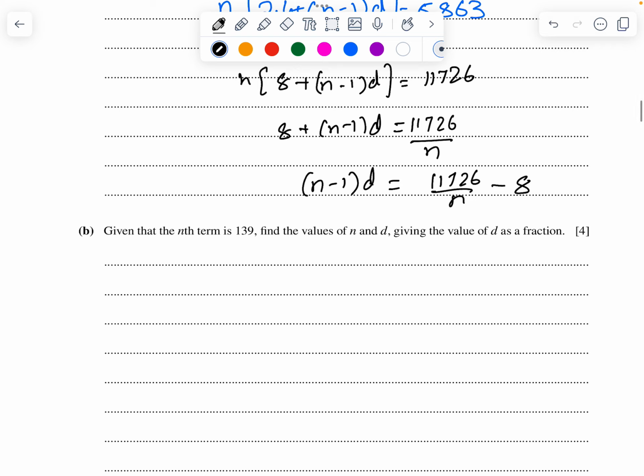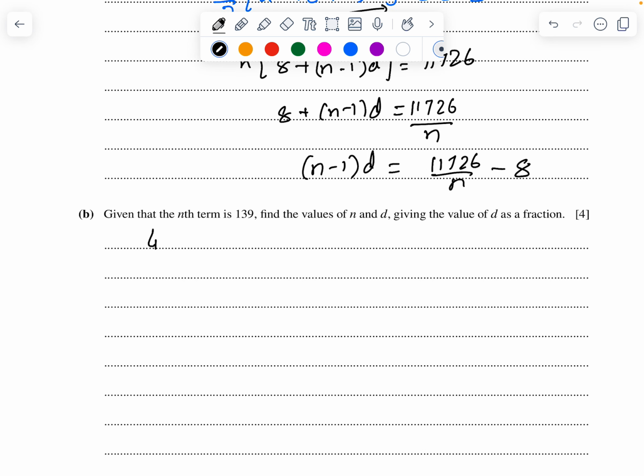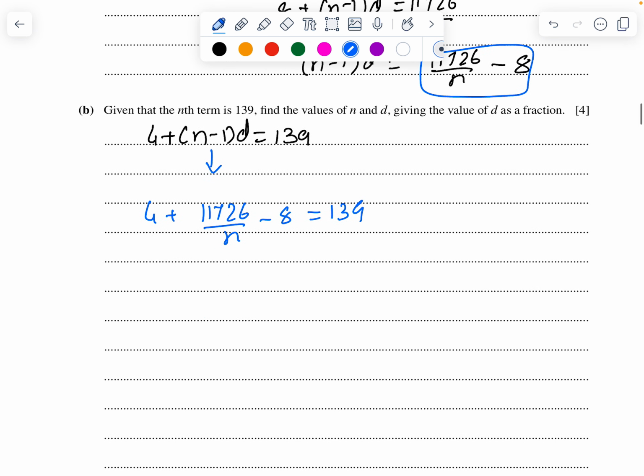Given that the nth term is 139, find the values of n and d. So the nth term formula is a plus n minus 1 times d equals 139. Now, we know that n minus 1 times d equals this entire thing, so I can plug that in over here. So 4 plus 11,726 upon n minus 8 equals 139. So it becomes 11,726 upon n equals 139 plus 4. 11,726 upon n equals 143. So n equals 82.